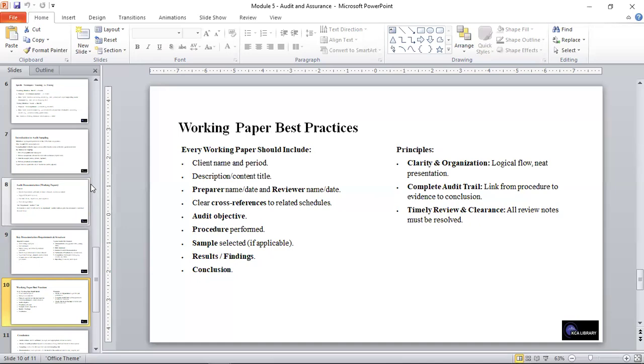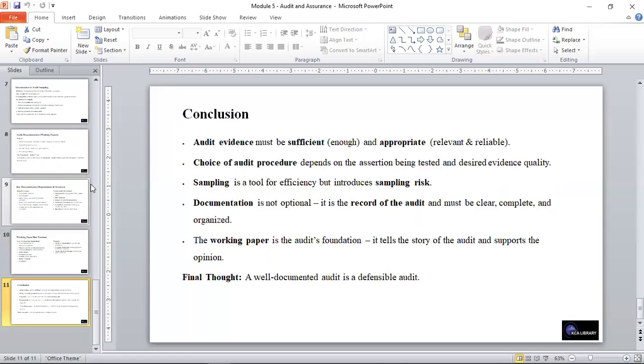And we have principles that guide this. One is clarity and organization, which talks about logical flow and neat presentation. Another principle is complete audit trail, and this deals with the link from procedure to evidence to conclusion. And lastly, we have timely review and clearance as a principle, and this deals with all review notes being resolved.